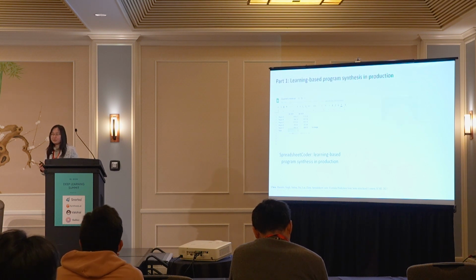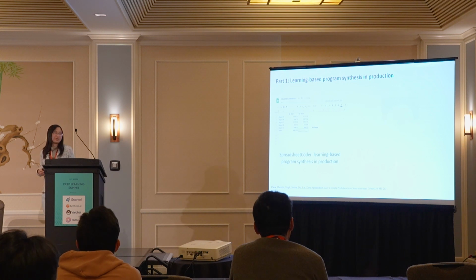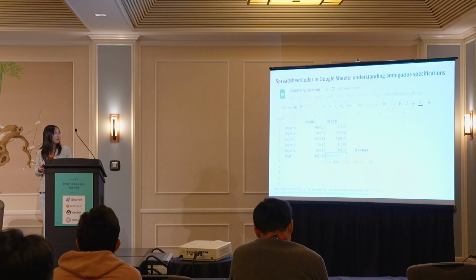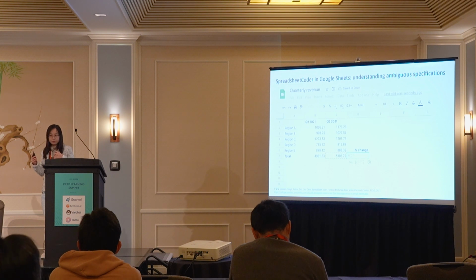So let's get started with the first part about Spreadsheet Coder. Here is a demo to illustrate how Spreadsheet Coder works. So basically, when the user types in this assignment operator in a Google Sheet, we know that the user is trying to write a spreadsheet formula. So in this case, the model will be activated to provide some formula suggestions.